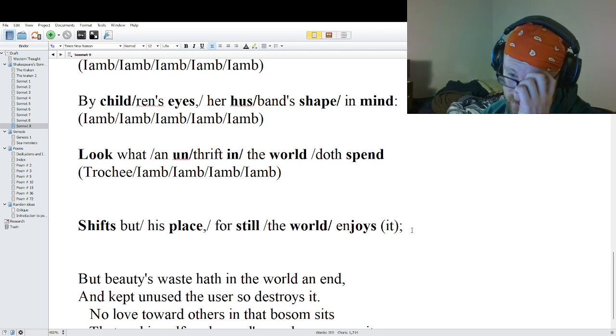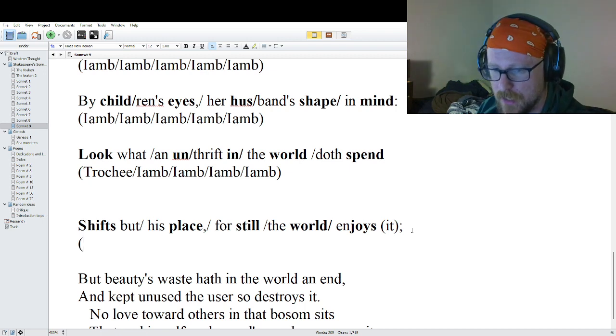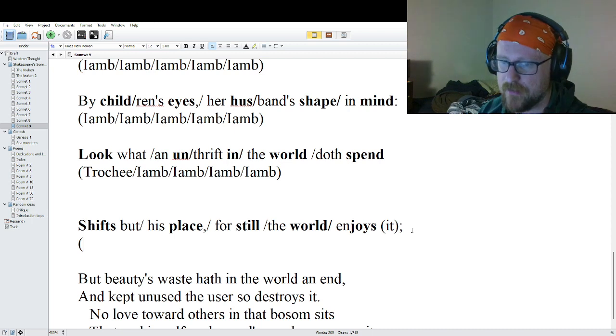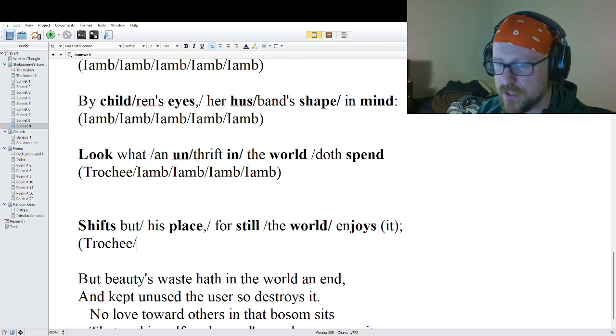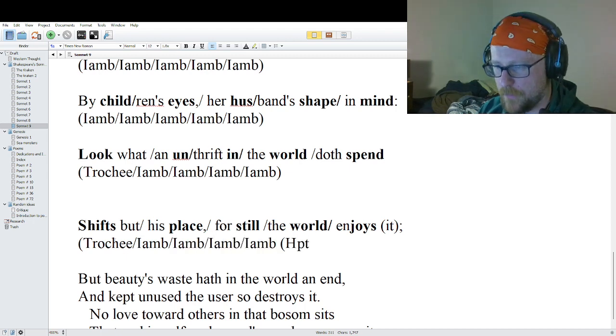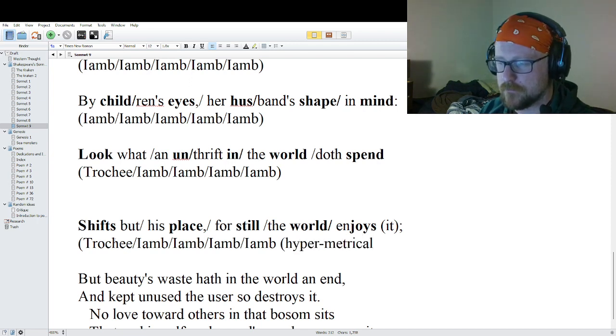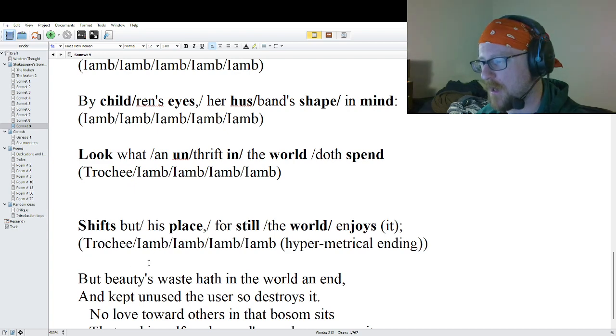So that's pretty cool, guys. Didn't know we had one of them. But you see it, right? We have 11 syllables: 1, 2, 3, 4, 5, 6, 7, 8, 9, 10, 11. So we have a trochee, and then we have an iamb, followed by a hypermetrical ending. Cool, right? That is the scan. It's really cool. I'm glad we have it.